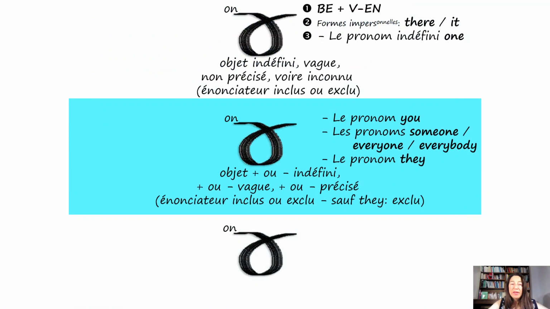And with that translation, we actually reach the third category of the different ways to translate on, because this time on seems to be a little bit less vague or more precise. And indeed, when you translate on by nous and in English by we, in which the speaker, l'énonciateur, is included, then the object is rather precise and much less vague than in the previous two categories.